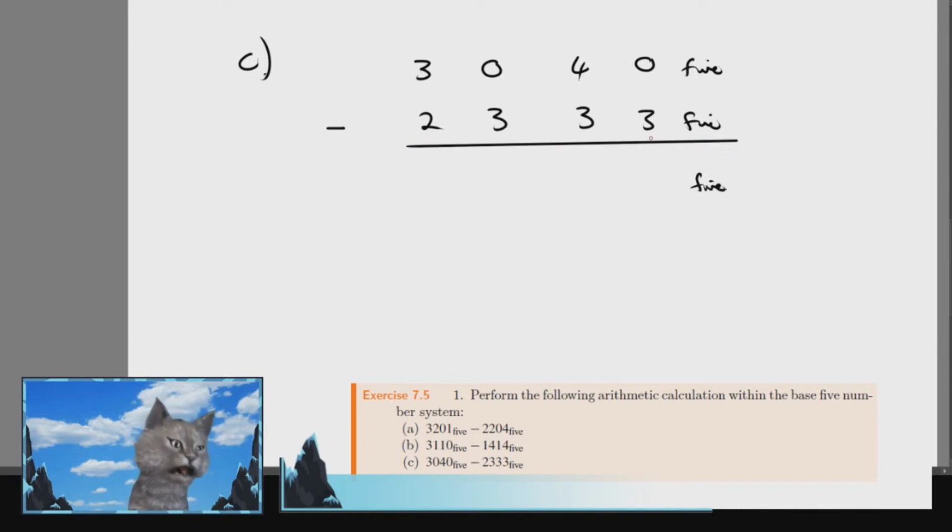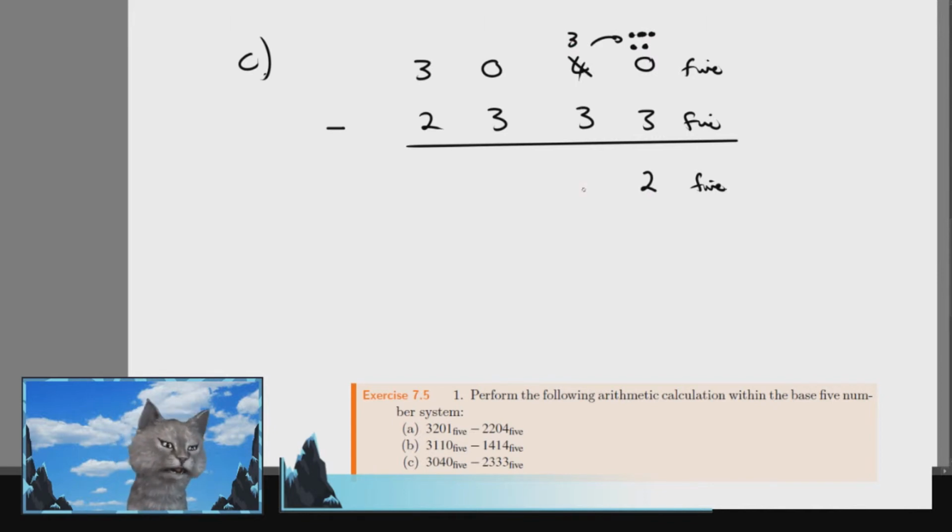0 minus 3. Nope. Not gonna happen. Borrow. Split open into 5 because I'm counting in groups of 5. Now I have 5. I can say 5, I just can't write 5, because there is no 5 symbol in this number system. 5 minus 3, 2.